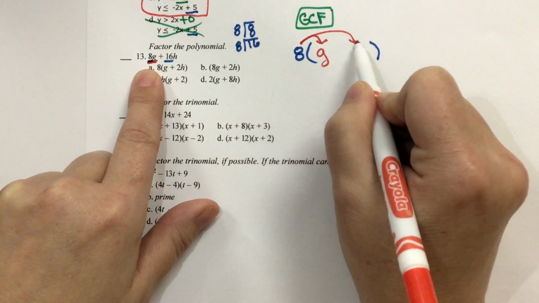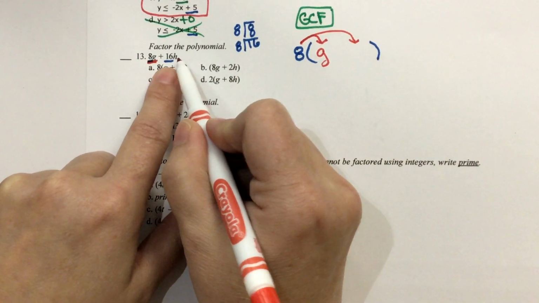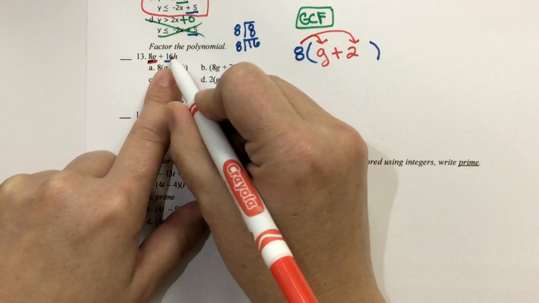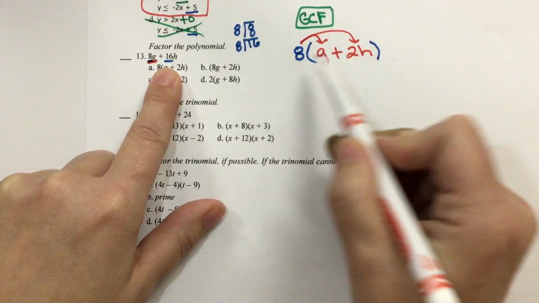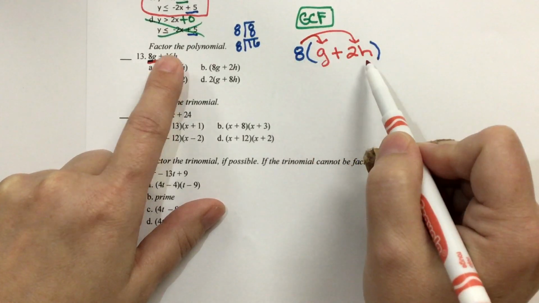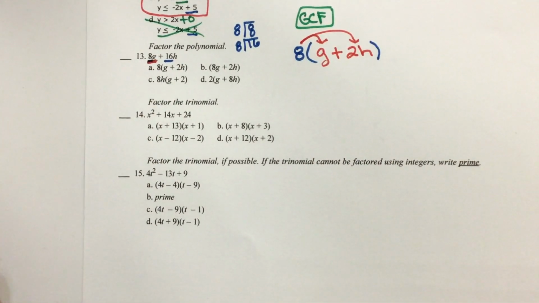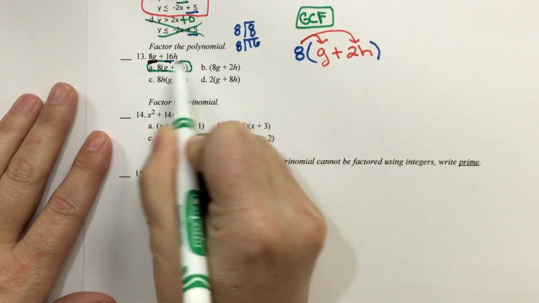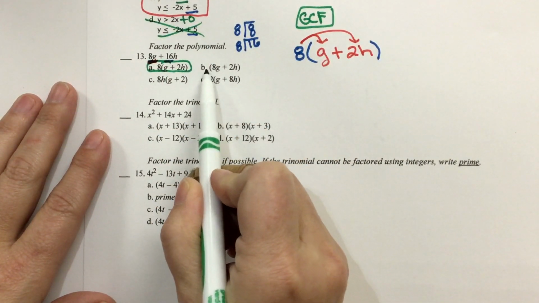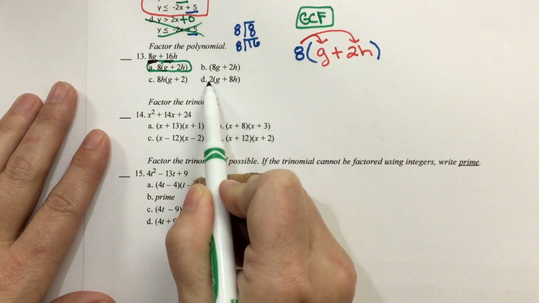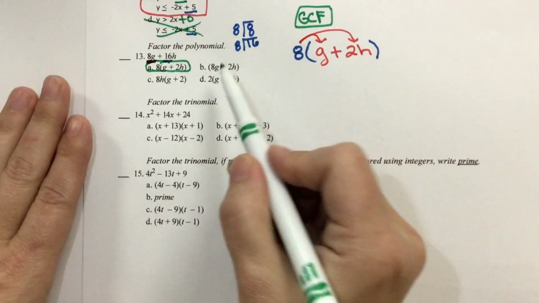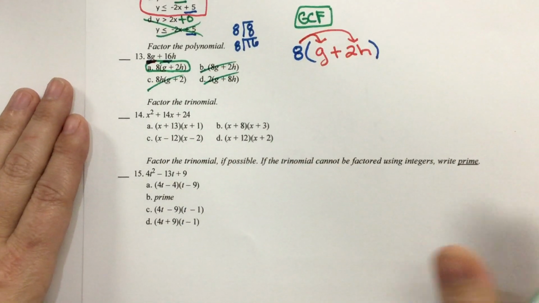And then 8 times this has to be 16H. So it would have to be a positive 2. 8 times 2 makes 16, and then I need an H. So 8 times 2H makes 16H. And that is the answer choice A. But I knew it couldn't have been anything else. This one didn't have a GCF out. This one said the GCF was 2, and this one said the GCF was 8H. So none of those were right.